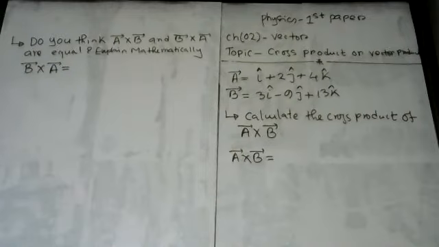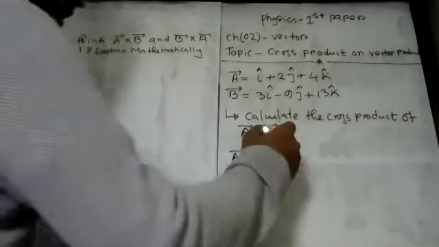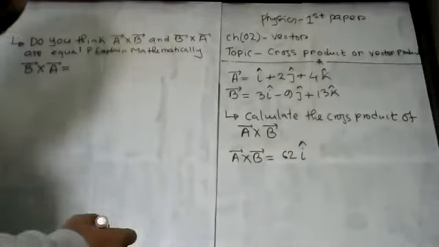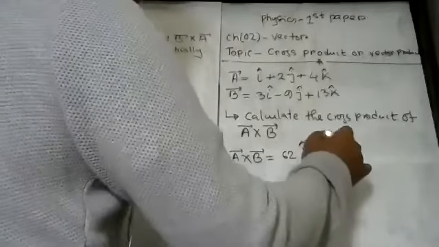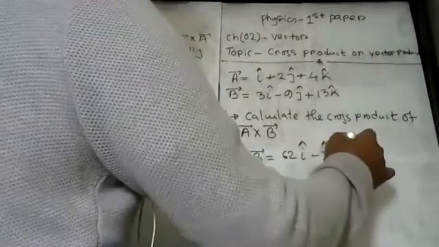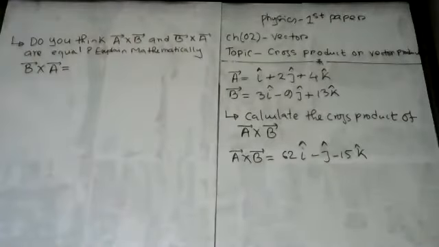Sir, C will be 62 i hat minus j hat minus 15 k hat. Okay, my other student, please check this calculation. Yes, sir. Correct. Okay, very good.